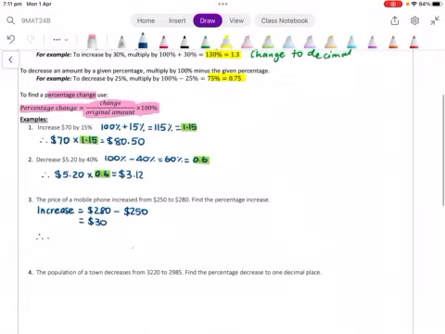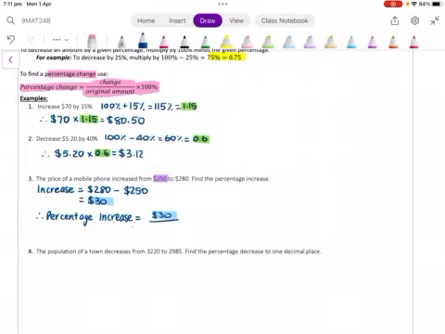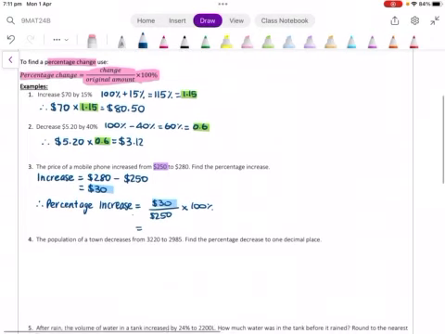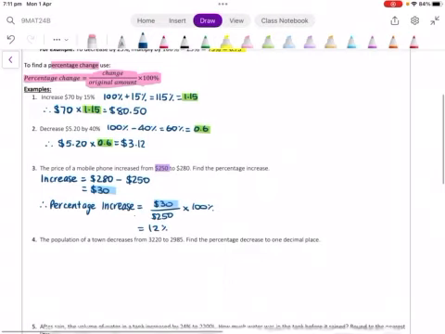To then get our percentage increase, we use that pink formula up above. We do our change, which is our $30, over our original amount, which was $250. And then we multiply it by 100%. So when we go 30 over 250 times 100 into our calculators, we get that this has increased by 12%.